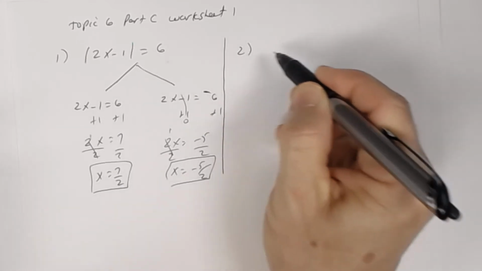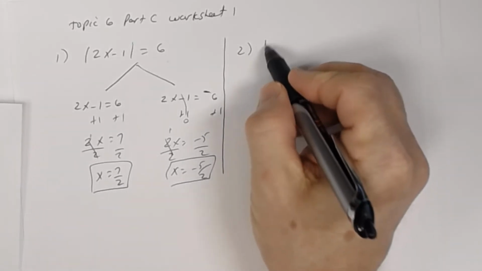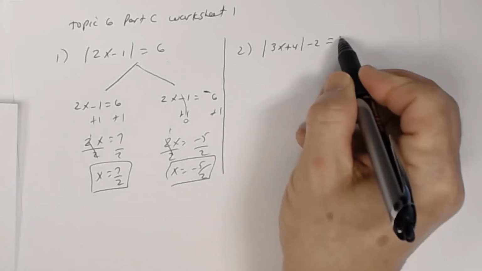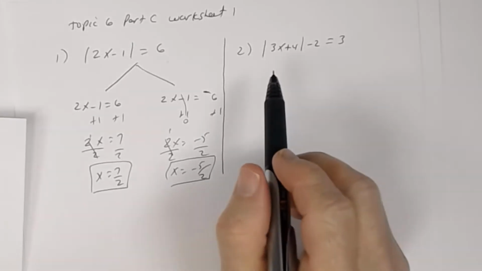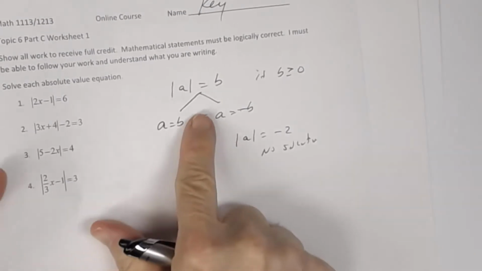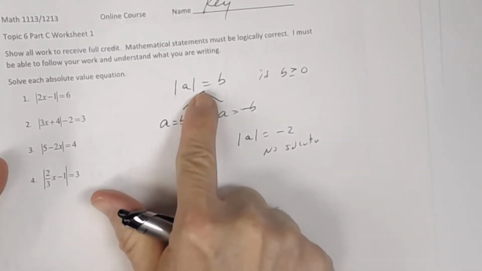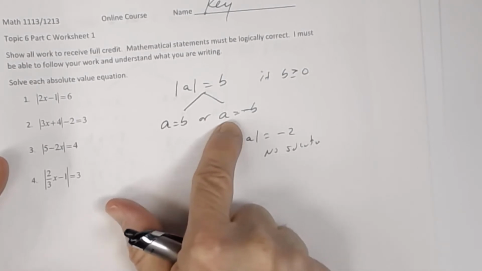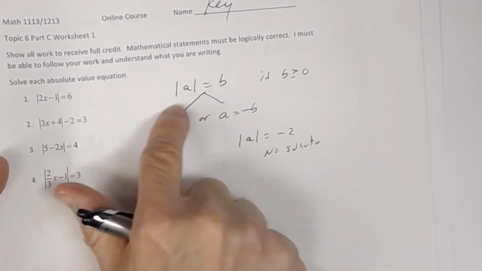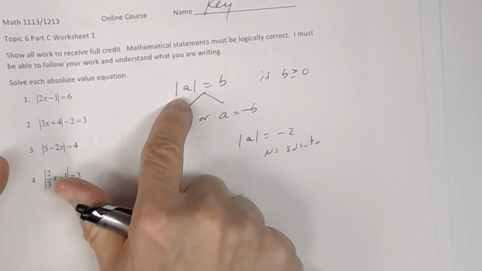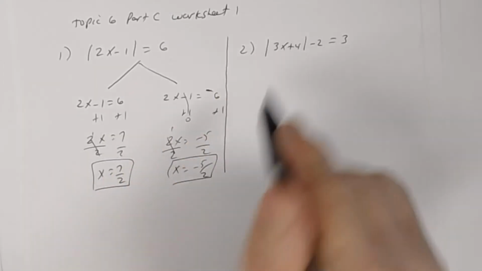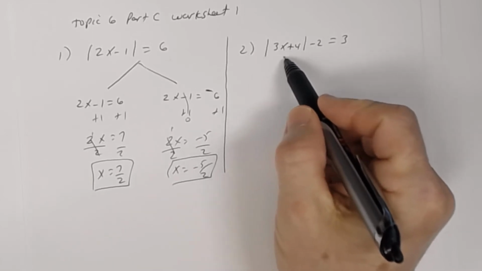Okay, let's look at number 2. Number 2, I have the absolute value of 3x plus 4 minus 2 equals 3. Now remember, you can only split it apart into two separate equations without absolute value bars as long as the absolute value expression is by itself. And in number 2, I don't have that yet.